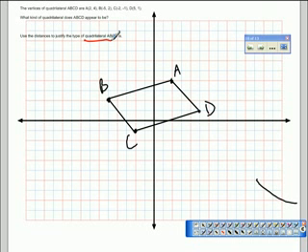If it's a parallelogram, what will I know about this side and this side? They'll be the same length. Same with BC and AD. And if it's a rhombus, this side and this side would be the same. So I'm going to use the distance formula to start figuring out some lengths here.